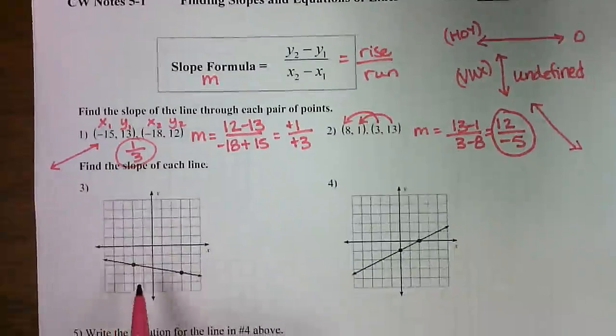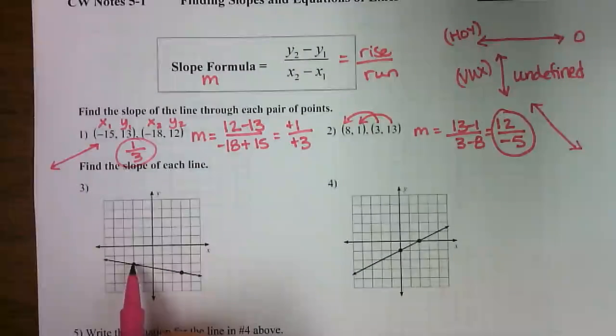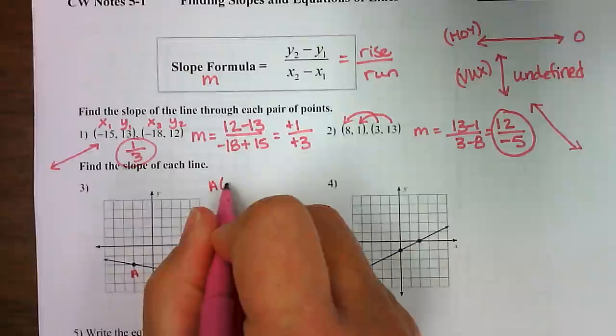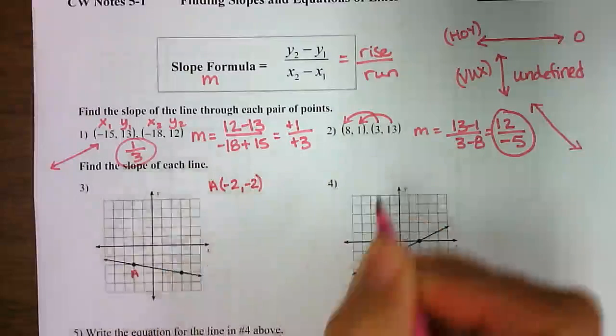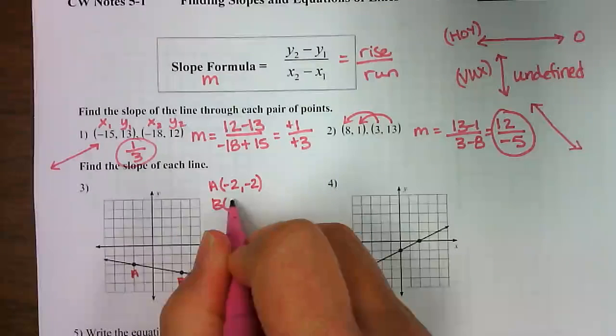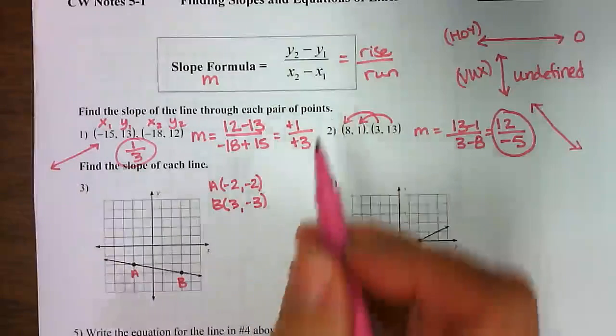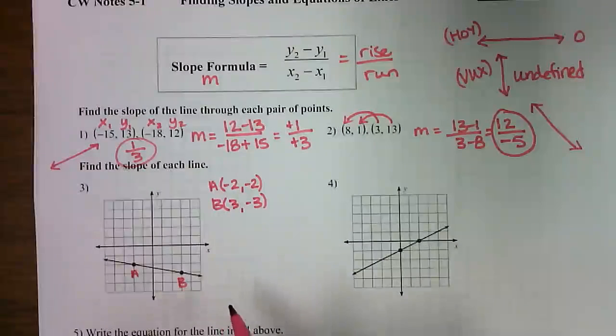If I have the graph, I can still use this formula. I can find, okay, well, what is this point here? Let's call it A. A is going to be at negative 2, negative 2. And what is this point here? We can call that B. That'll be at 3, comma, negative 3. And I can still do this formula. Or when I have the graph, I can just count.